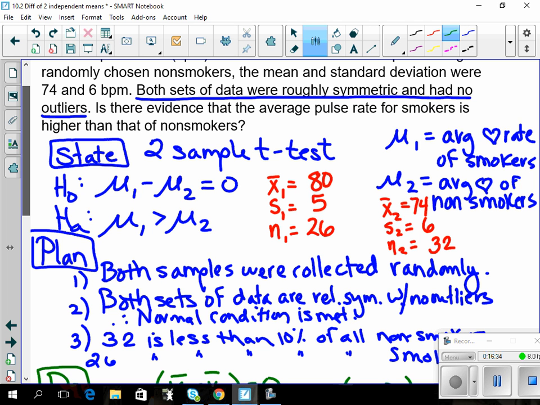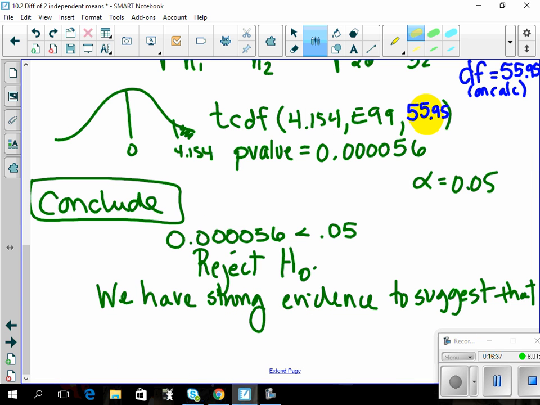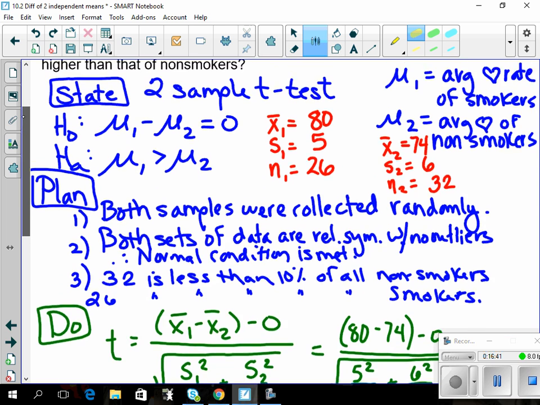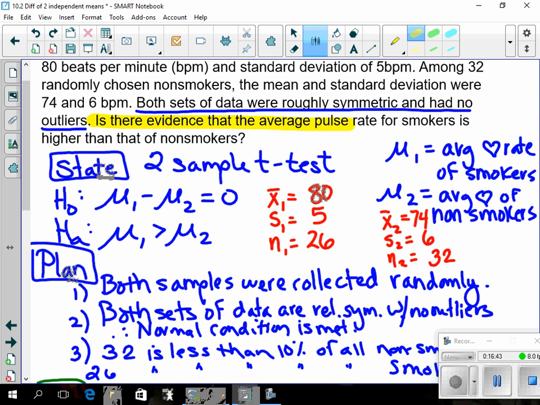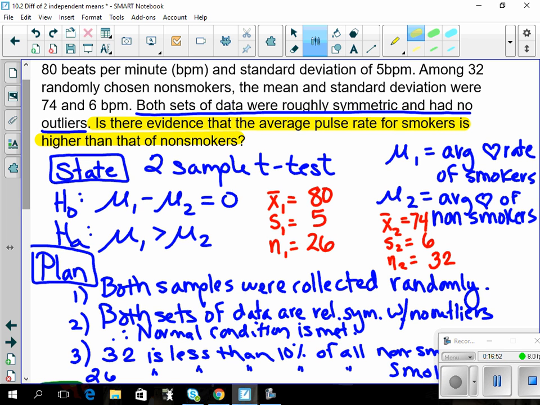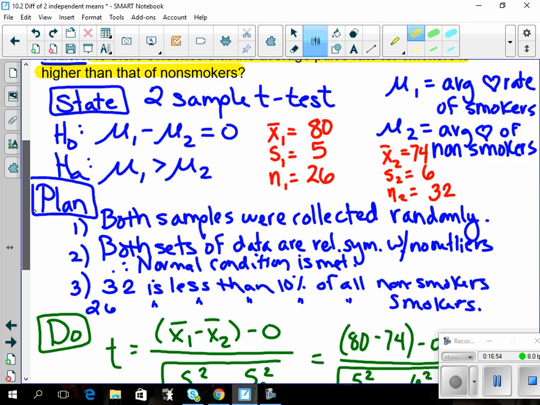Yeah, that's a good thing to practice doing. When you're writing your context conclusion, go back to this last sentence and write your answer in terms of that, okay? That'll help you. So what we would say is we have strong evidence that the average pulse rate for smokers is higher than that of non-smokers.